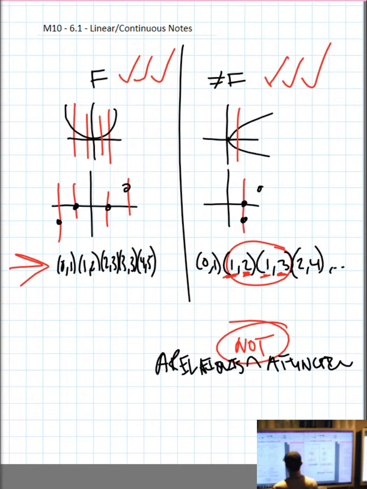Either way, insert that. And there's a little Venn diagram at the bottom. All functions are relations, but not all relations are functions. Okay, so we took a look at whether or not something is a function or not a function.